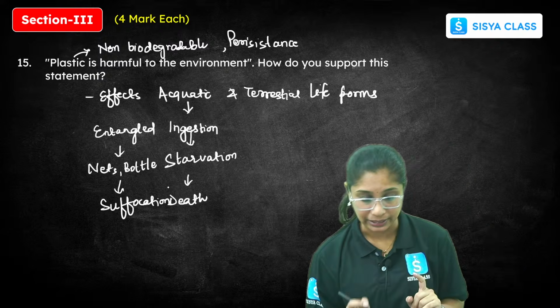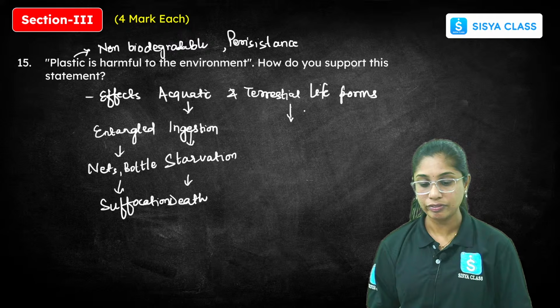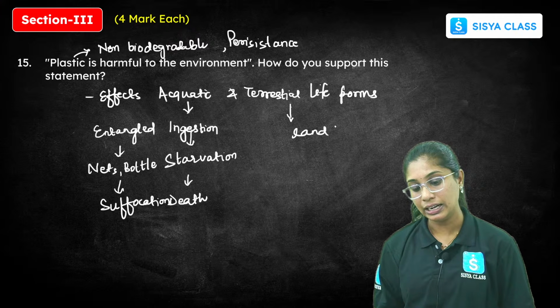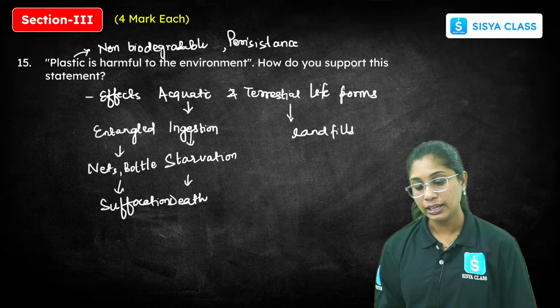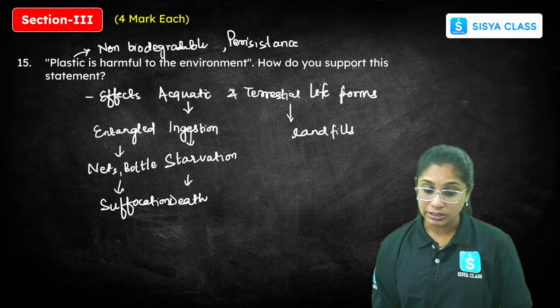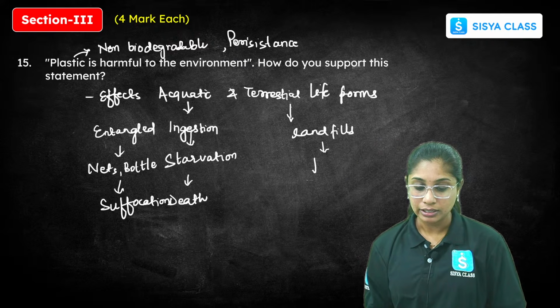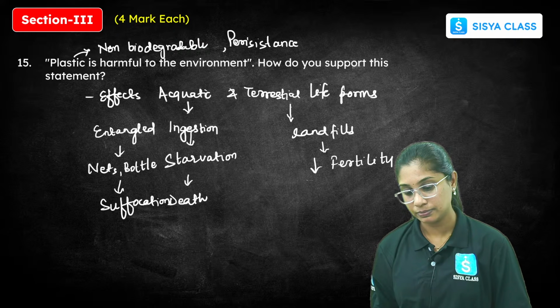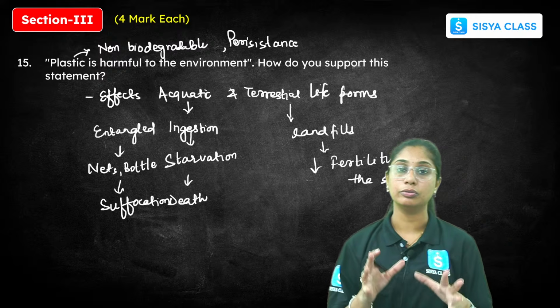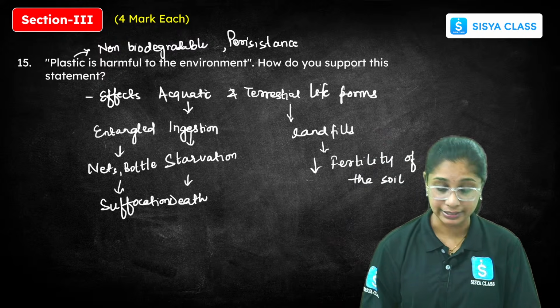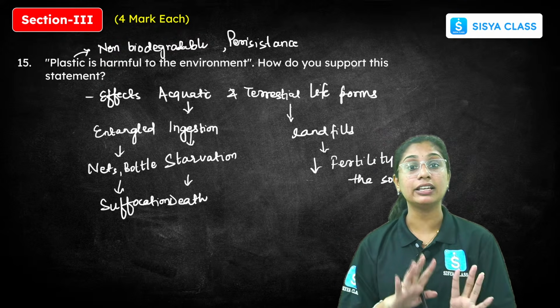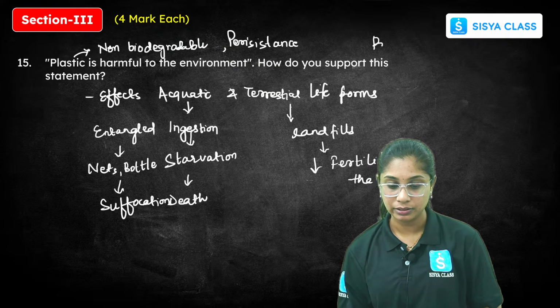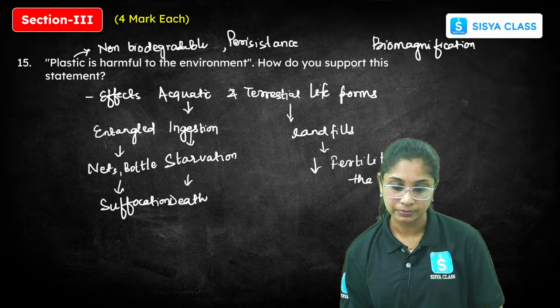In terrestrial life forms, if you see the landfills, they are accumulated by these plastics. This plastic will reduce the fertility of the soil, and this is definitely a harmful way of destroying terrestrial life forms. Everyone, this is linked to biomagnification. Clear?